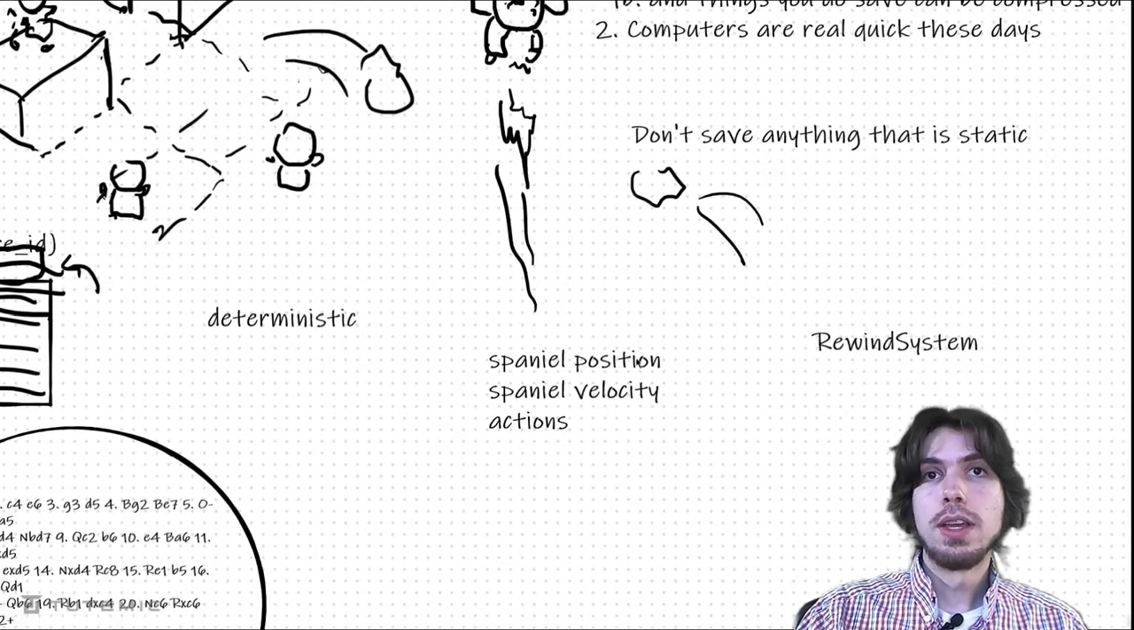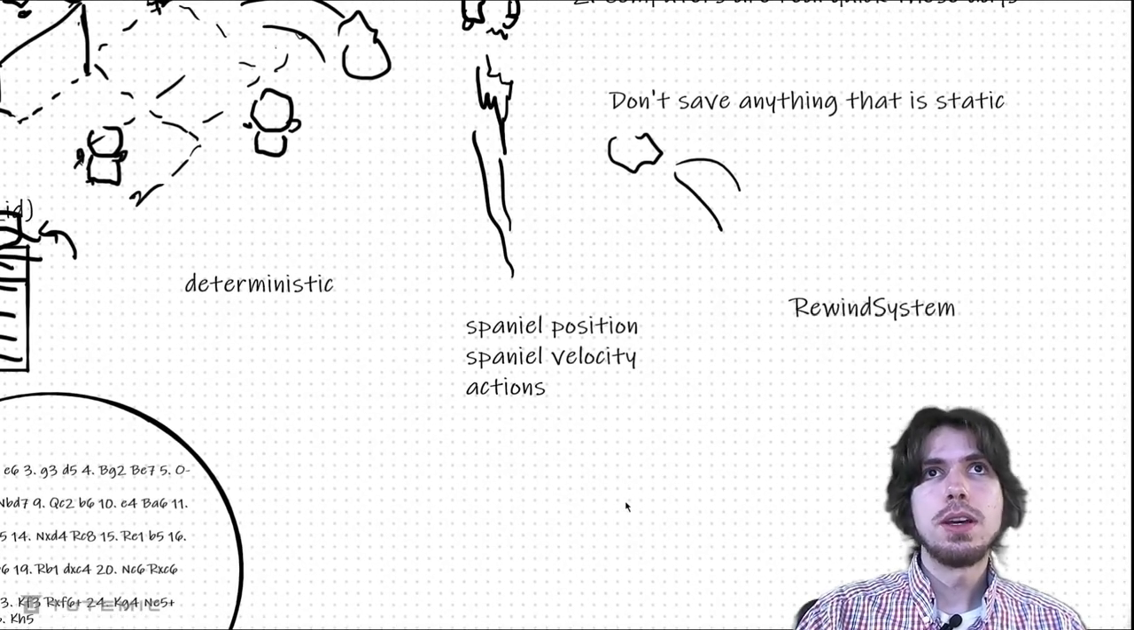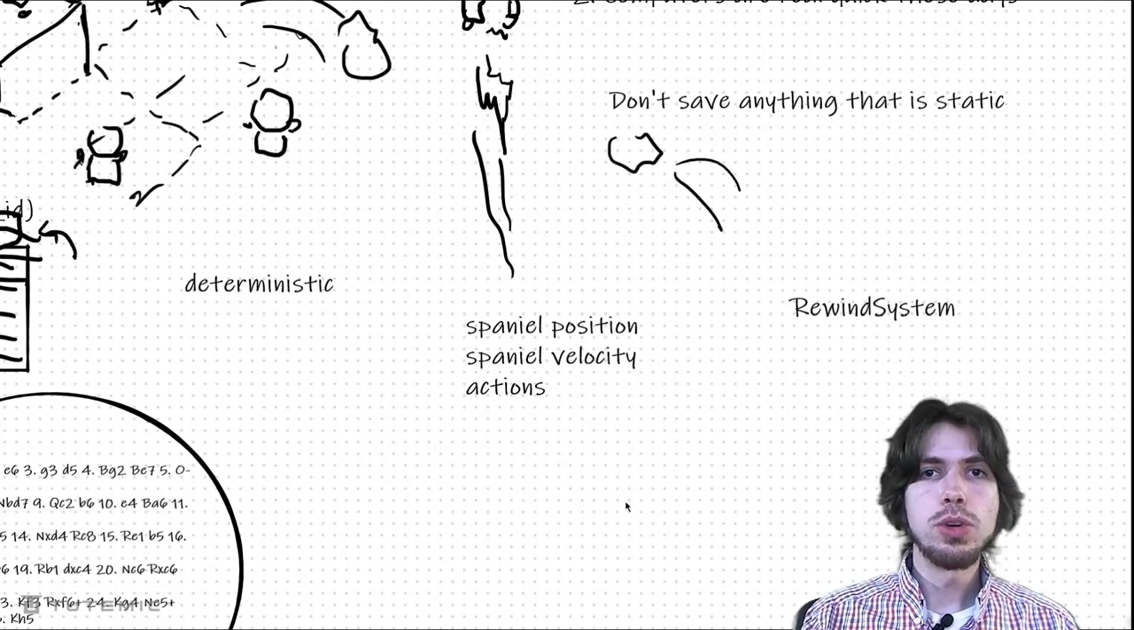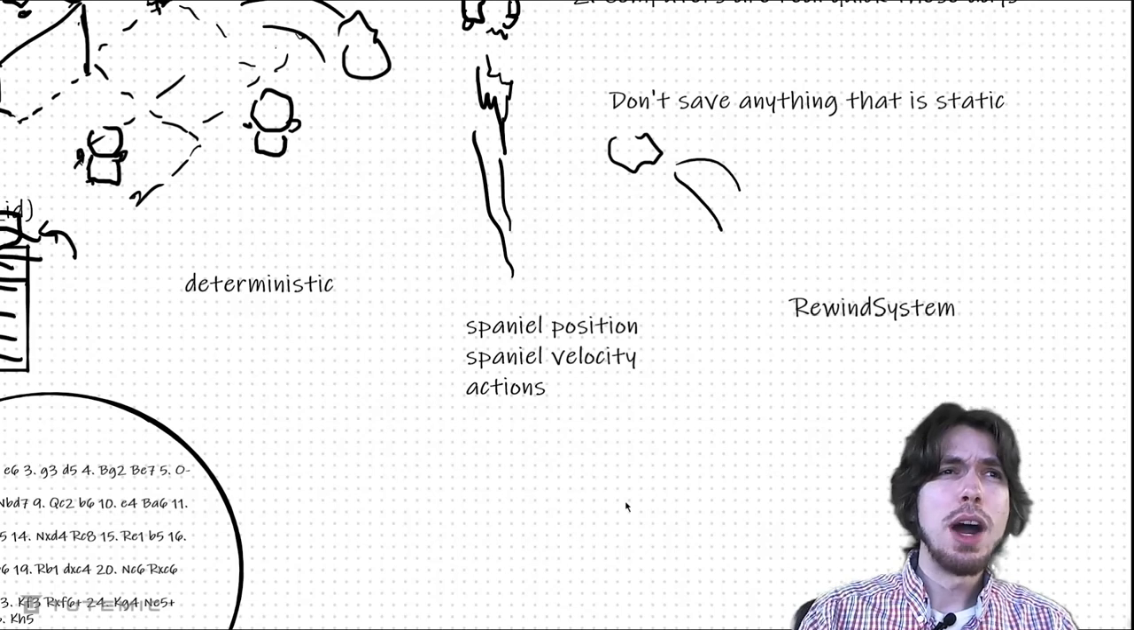Okay, so that's one thing to consider, but there's other things to consider. How am I going to ensure that this isn't going to blow out of proportion? Or maybe I'm creating a new object every single frame.